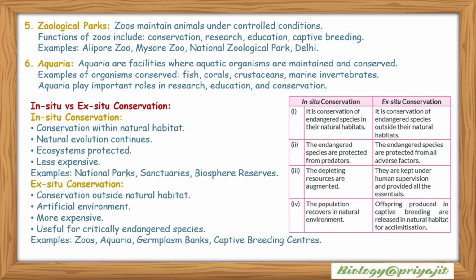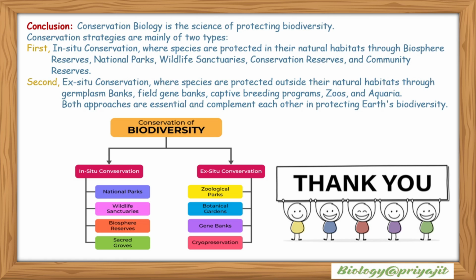In situ and ex situ conservation compared. In situ conservation: within natural habitat, natural evolution continues, ecosystems are protected, less expensive. Examples: national park, sanctuary, biosphere reserves. Ex situ conservation: outside the natural habitat, artificial environment, more expensive and useful for critically endangered species. Examples: zoo, aquaria, germplasm banks, captive breeding centers, etc. So, conclusion: conservation biology is the science of protecting biodiversity. Conservation strategies are mainly of two types: in situ conservation and ex situ conservation.